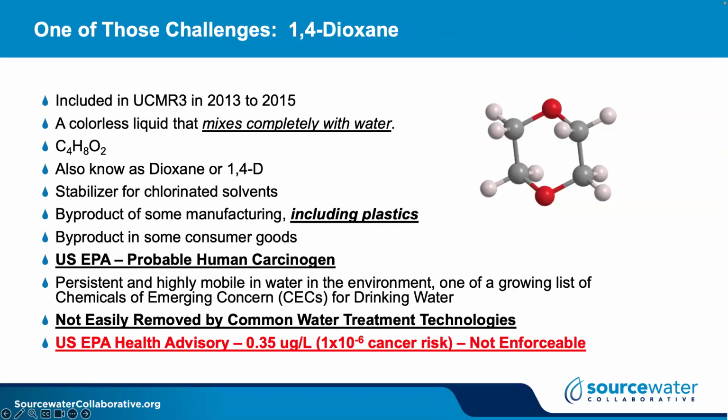Let's talk about one of those challenges in 1,4-dioxane. For those of you unfamiliar with 1,4-dioxane, it's a colorless liquid that mixes completely with water. It's an industrial contaminant. It's used as a stabilizer by industry for stabilizing chlorinated compounds. And it is the byproduct of certain manufacturing processes, including the manufacture of plastics.